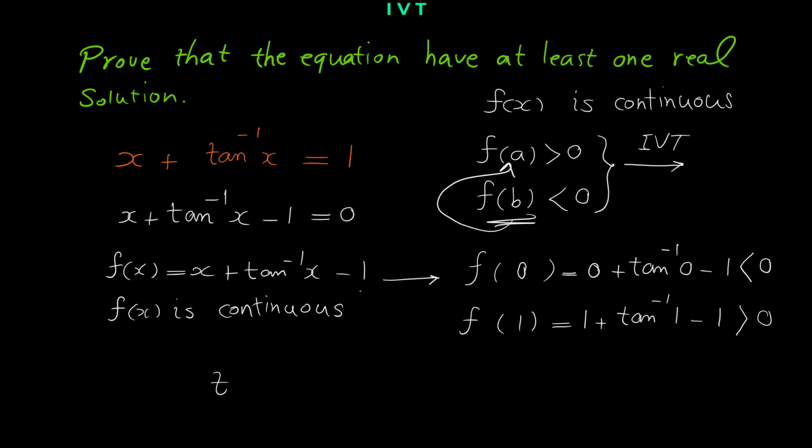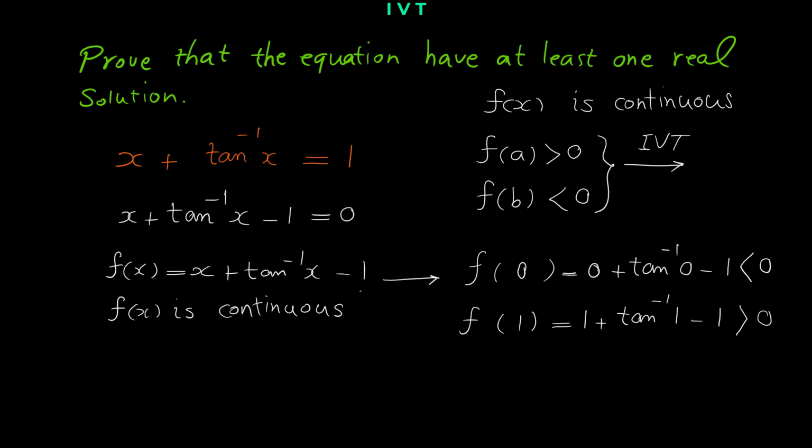But if you wonder what tangent inverse of 1 is, it is simply pi over 4. Why? Because if you remember from trigonometry, tangent of pi over 4, tangent of 45 degrees, is 1. So tangent inverse of 1 is pi over 4.